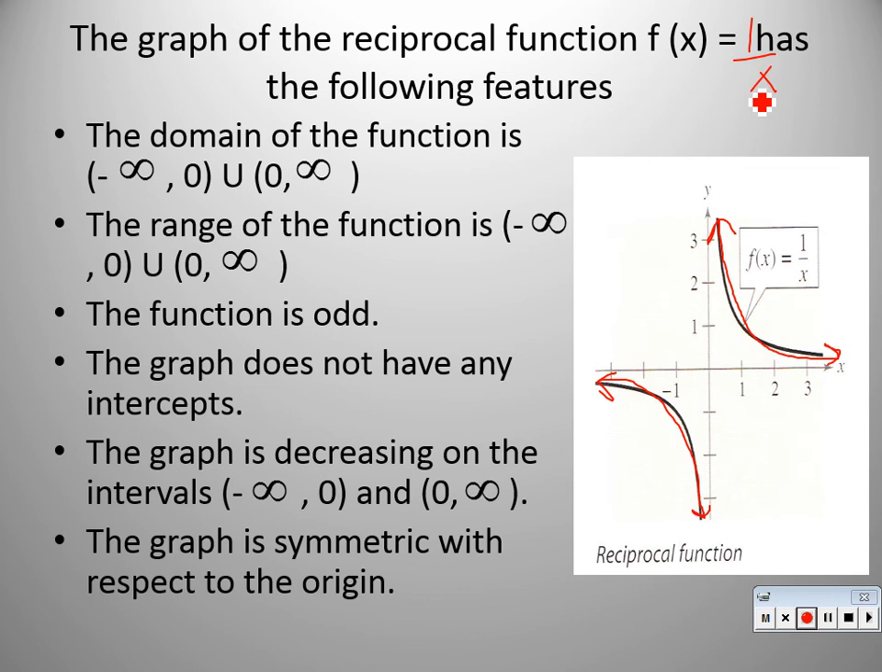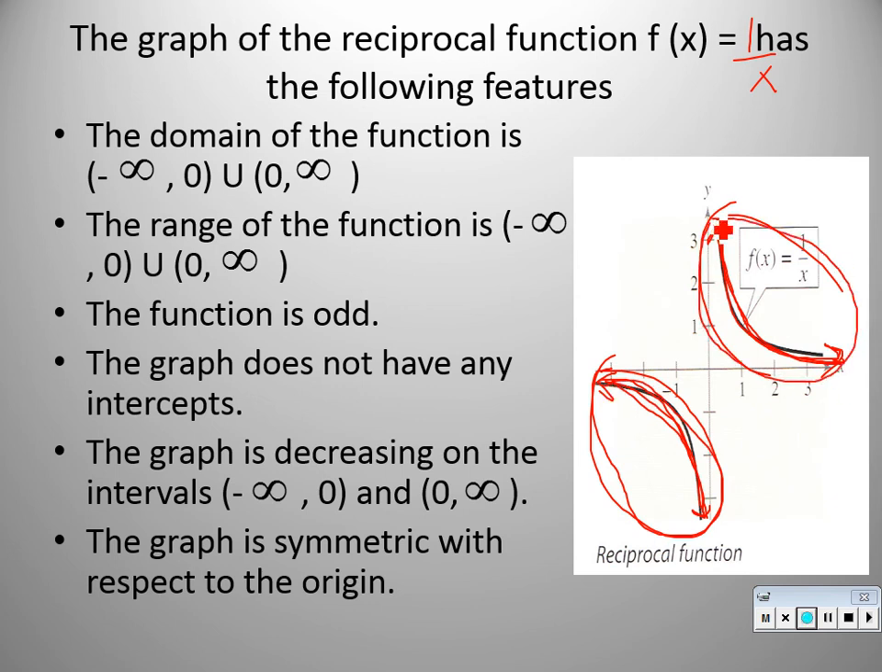The domain of the function has two pieces. There's the piece down here and then the piece up top here. So the domain for this piece down here is from negative infinity to 0, and the domain for this piece up here is from 0 to infinity. The range for the piece right here goes from negative infinity to 0, and for here it goes from 0 to infinity. The function is odd, meaning it's symmetric with respect to the origin, which we're kind of mentioning down here. The graph does not have any intercepts. The graph will not cross either the x-axis or the y-axis.